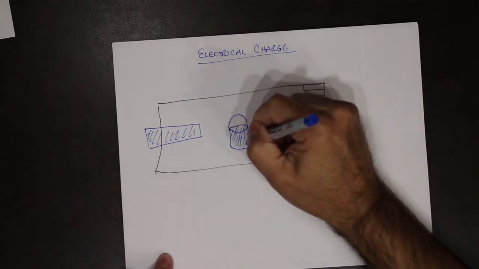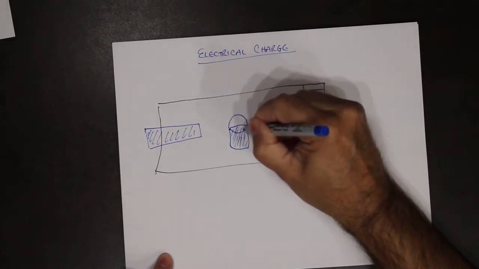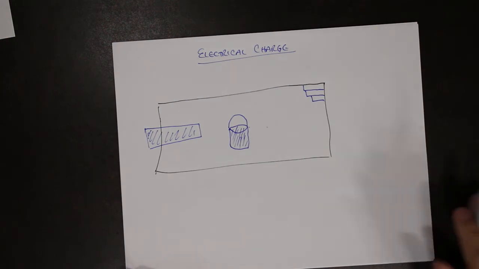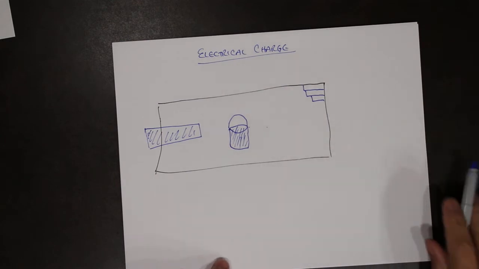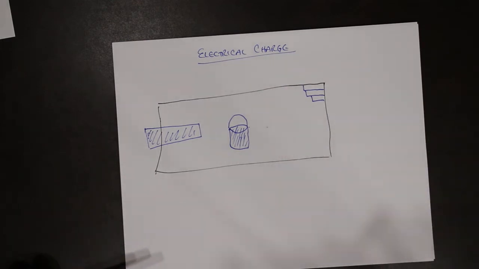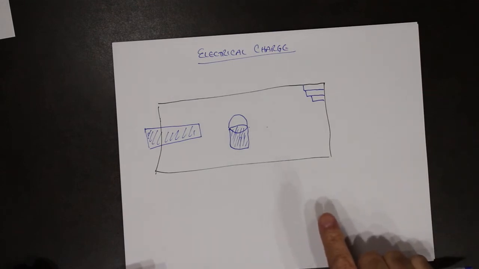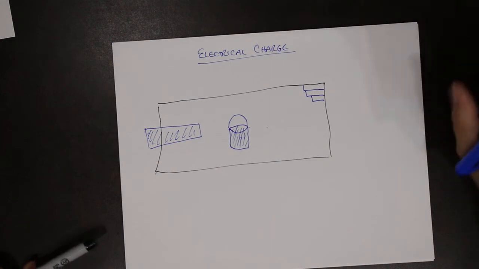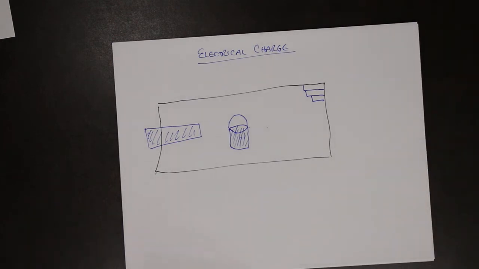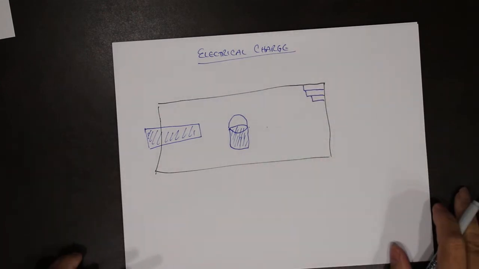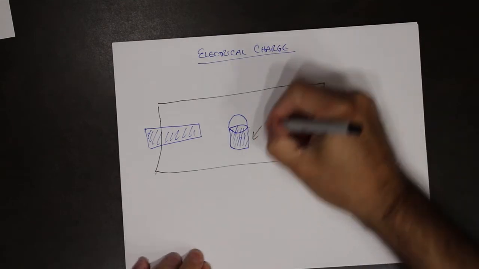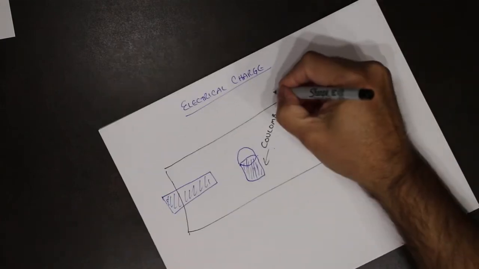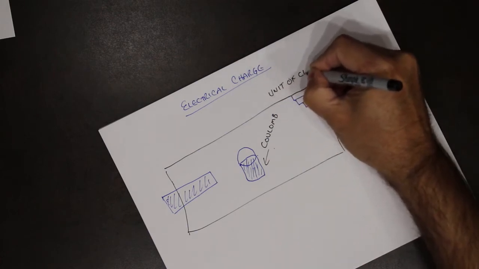Now we know that there are so many drops of water inside the bucket. A drop by itself doesn't mean anything, it's insignificant. But when you combine a whole bunch of them together and put them into a bucket, and then you dump the bucket into the swimming pool, it makes a difference. Electricity is the same way. Individual electrons by themselves are insignificant. But when we group a bunch of them together, put them in a bucket, it becomes significant. That bucket is what we call a coulomb. A coulomb is a unit of charge.